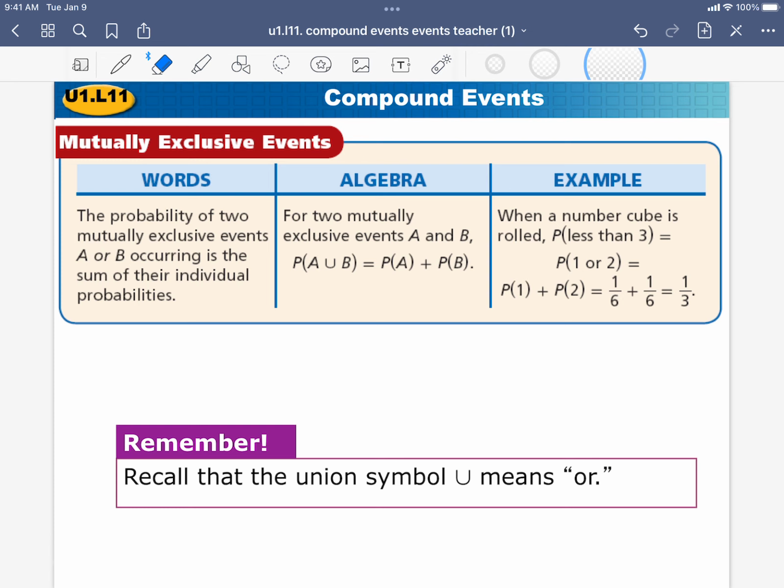So if we have mutually exclusive events, then we can add them, but we can't multiply them. If it was the probability of A and B occurring, that's impossible for mutually exclusive events, but we could ask what's the probability of A or B occurring, and this is the union symbol. What's the probability of A or B happening? We would add those together. So when you have an OR probability, you're going to add them together, and that's what we've got right here in the example.